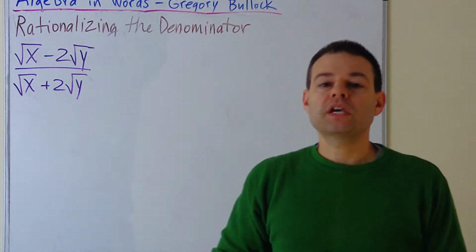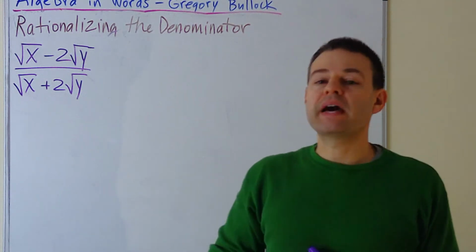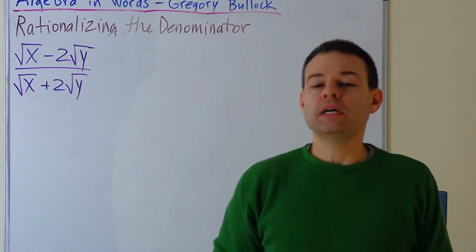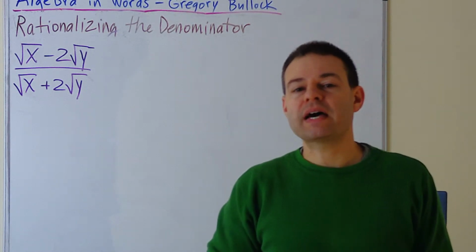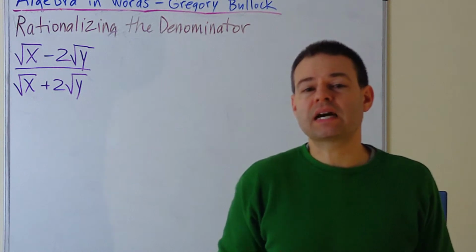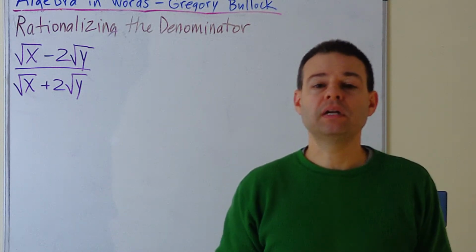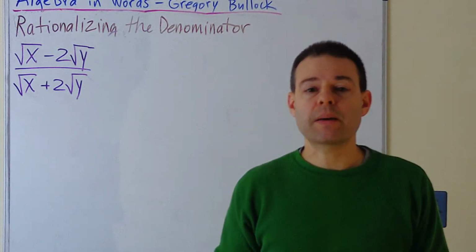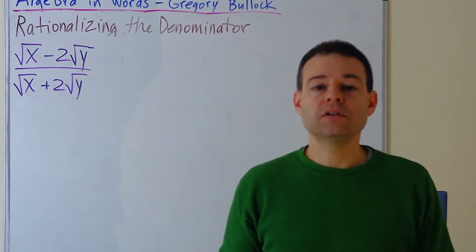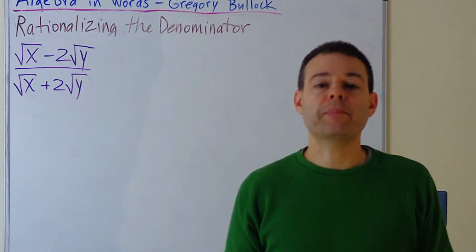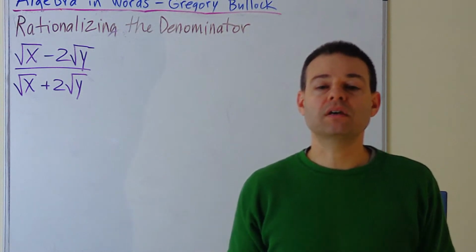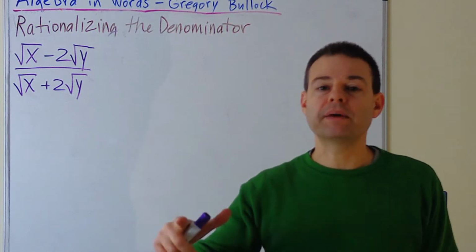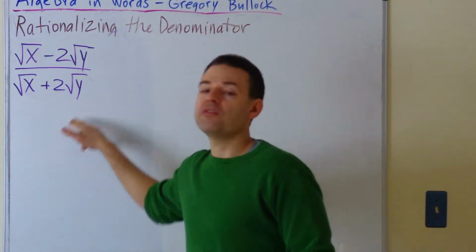And if you take a look at it, you might notice that the top and bottom happen to be conjugates of each other. But basically, don't pay any attention to that. That's just coincidence, and that's not going to play any role in the problem. All we really need to know is that there are radicals in the denominator, and it's a binomial. So the strategy is to multiply the top and bottom by the conjugate of the bottom only.